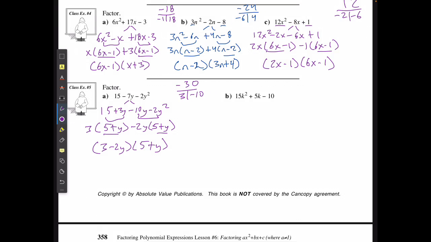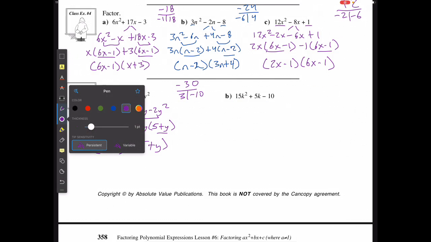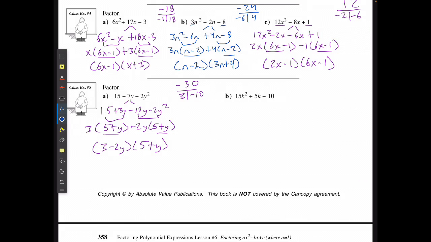For example B, I could take the 15 times the negative 10 and get two factors of negative 150, but like with everything we've done, the first step I'm always looking for, if it's possible, is there a common factor? And there is. I can divide all these terms by 5. So I'm going to pull out a 5 first, and I'm left with 3k squared plus 1k minus 2. One of the biggest benefits here is I'm dealing with much smaller numbers. Is it possible to find two factors of negative 150 that add up to 5?